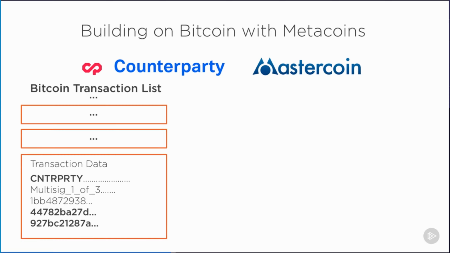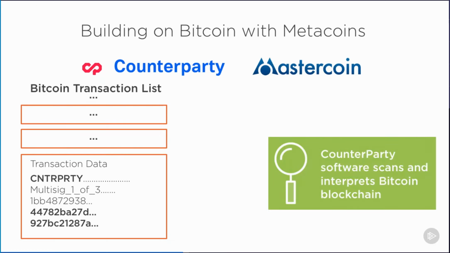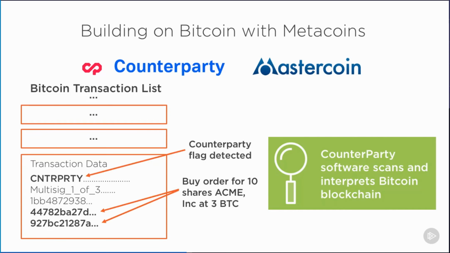To do this, extra data is inserted into regular Bitcoin transactions. For example, funds are sent to a one of three multi-signature address, but several of the redeeming addresses are special codes rather than real addresses. In order to interpret this added layer of protocol, participants must run software that watches the blockchain and identifies transactions marked with a special flag.